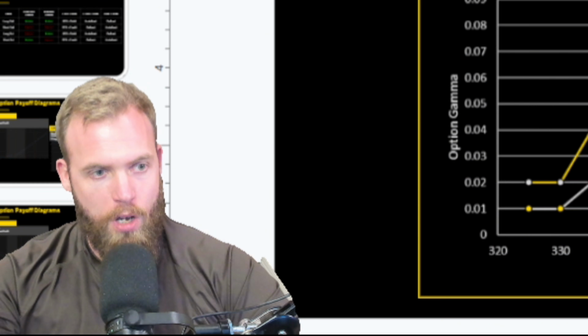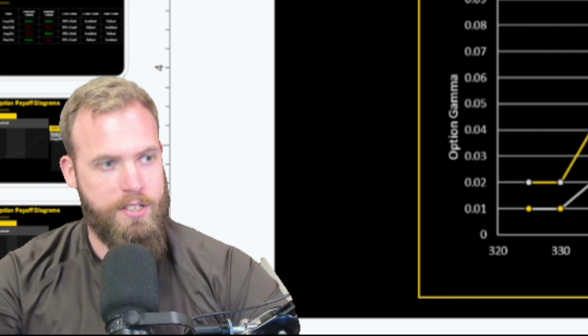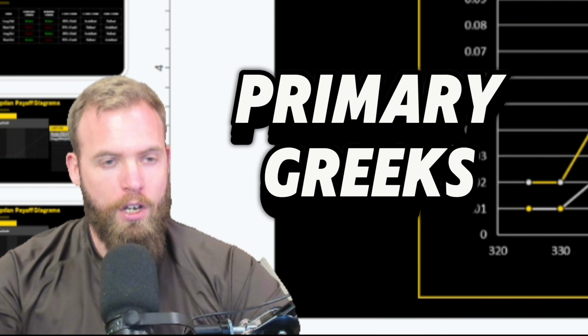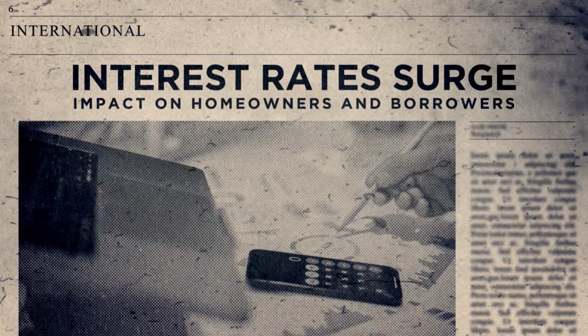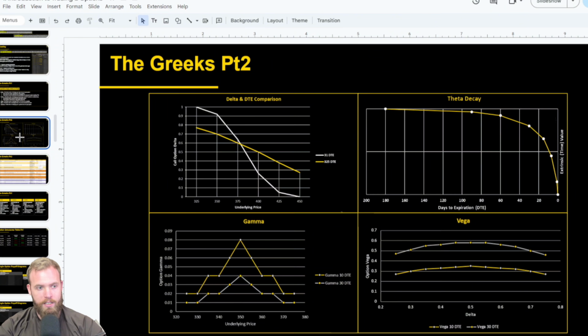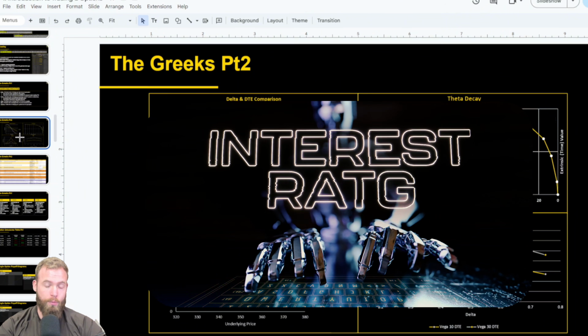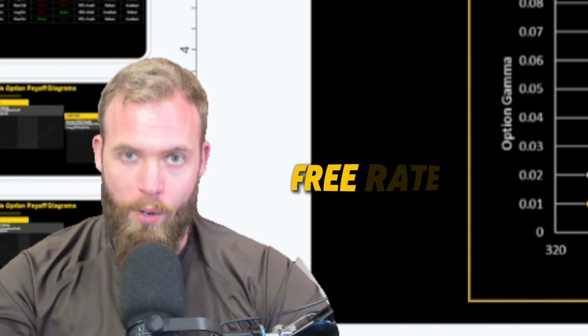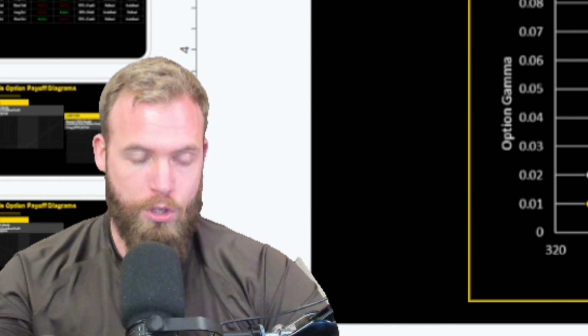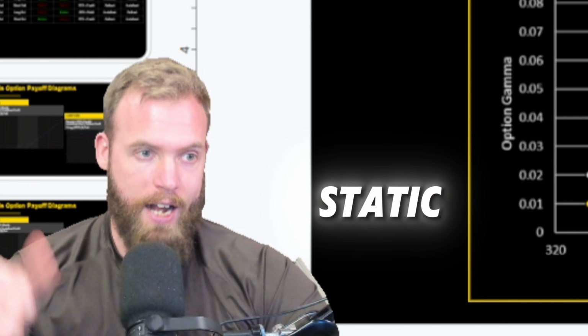Now, you do need to know some of the general traits of the primary Greeks. Notice how rho is not on here, and that's because interest rates do not tend to move that much. The way to think about rho is when you're in interest rate sensitive environments like we are now, it becomes a little more topical. But in general, the risk-free rate relative to an option's expiration is generally pretty static.